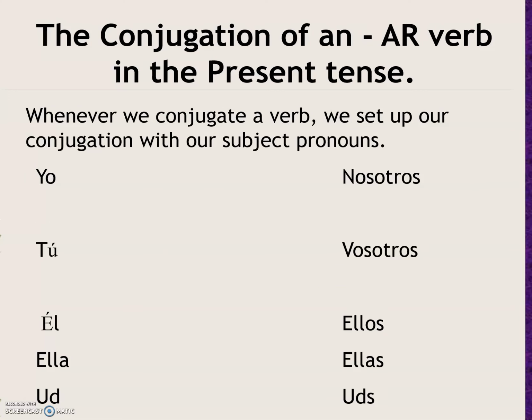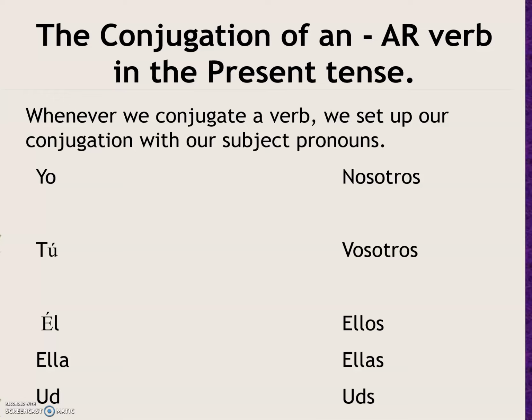The first thing you need to do to conjugate any verb in Spanish is to set up your pronouns. And quickly to review, the subject pronouns are here on your screen. Yo means I. Tú means you for friends. Él, he. Ella, she. Usted is you, formal, so for grown-ups.